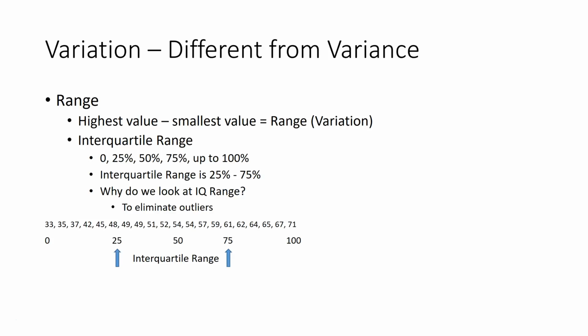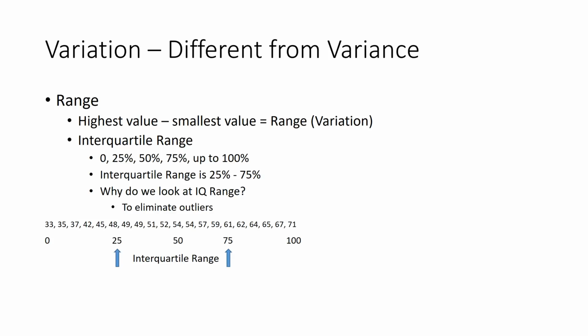Let's talk about variation. And variation is different from variance. I saw some confusion between variation and variance, and I'll talk about variance later. Variation is really another word for range. It is how far of a distance there is from your highest value in your data set to your smallest value, and we call that range. It can be measured by taking the highest value in the data set, subtracting out the smallest value in the data set, and that becomes your range.